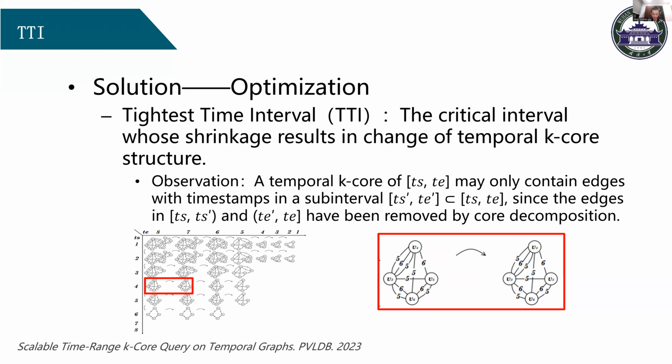To achieve this, we need to propose a new key concept for a temporal time interval, termed the TTI. Generally, the TTI refers to the critical interval, whose shrinkage will result in a change of the temporal K-core structure.